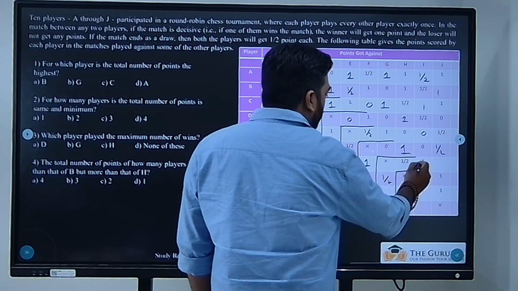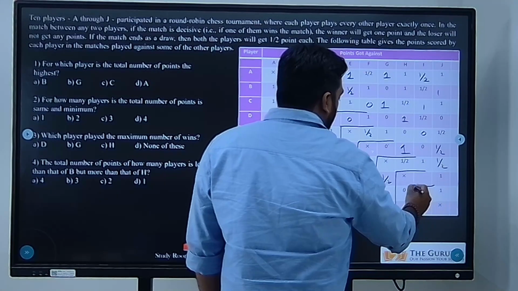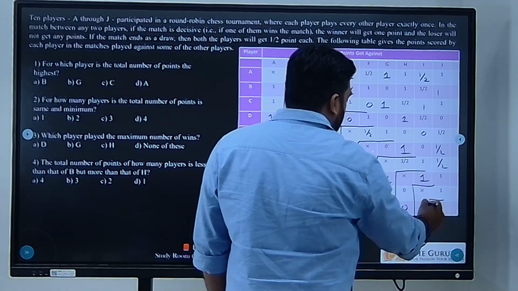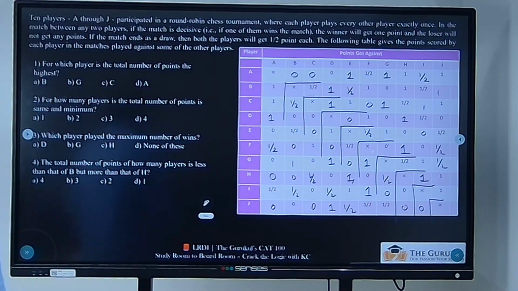Half, half, 1, 0, half. This is half. Next, 0. This will be 1, 1. This will be 0. Next, 1. This is 0. That is how we calculate the values.